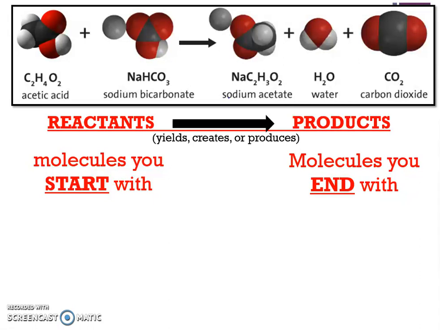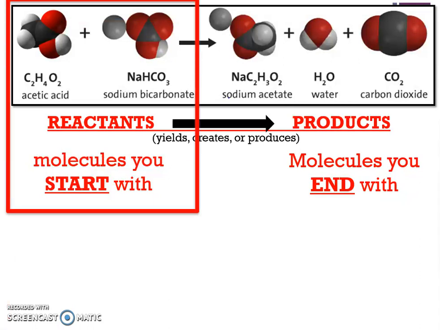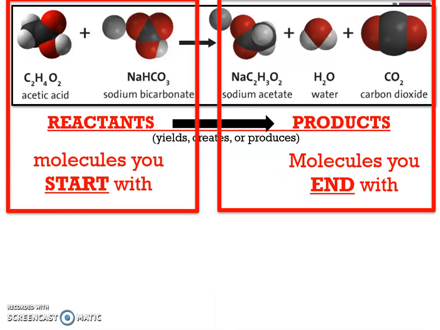In a chemical equation, you have 2 things. You have your reactants. These are the molecules that you start with. They're always on the left side of the arrow. So our reactants in this equation would be acetic acid and sodium bicarbonate. Then, once you mix those things together that you're starting with, you're going to create or produce, that's what the arrow means, your products, which are the molecules that you end with. So our products in this equation would be sodium acetate, water, and carbon dioxide. I think it's pretty easy. You just need to know that your reactants are on the left and your products are on the right.